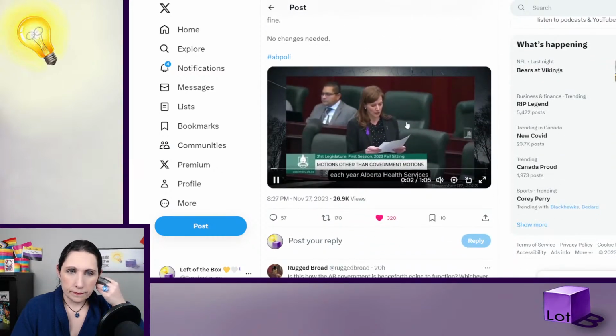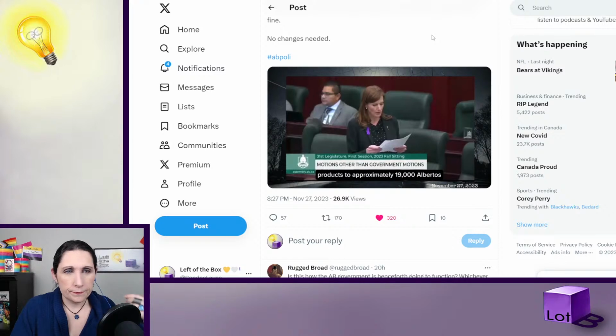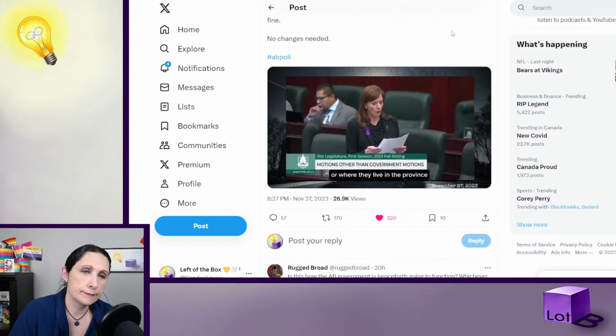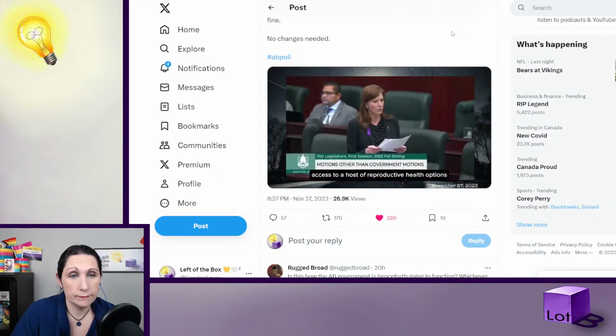Each year, Alberta Health Services provides contraceptive health products to approximately 19,000 Albertans. Through these programs and services, women in Alberta already have access to a wide range of affordable and often free reproductive health options. These products and services are readily available to Alberta women, regardless of their ability to pay or where they live in the province. So, as members of this House can see, Alberta women already have broad access to a host of reproductive health options from which they can choose. Wholesale changes to these programs and services are not required to improve access.